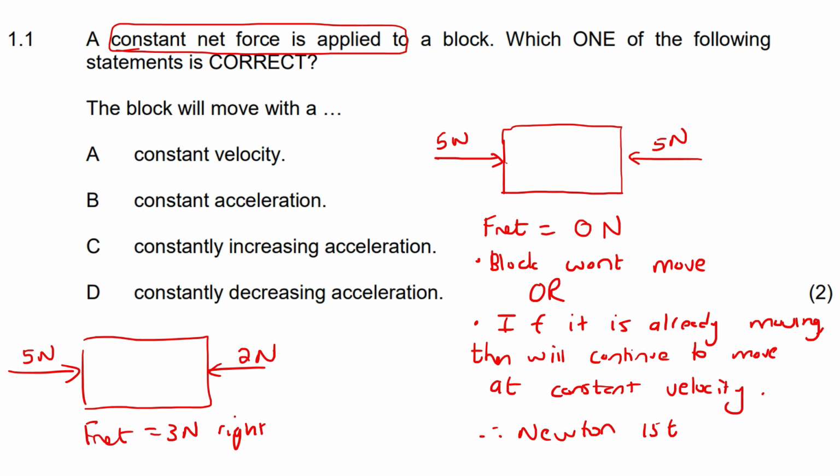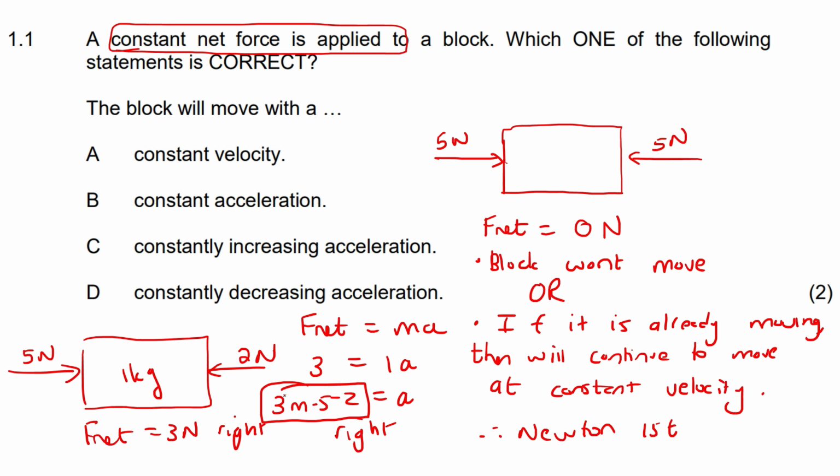And what we know is that if there is a net force, then the object will accelerate. Once it's accelerating, it will accelerate at a constant acceleration. Let's say for example, the mass of this object is 1 kilogram. Then to work out the acceleration, you would say the net force equals the mass times the acceleration, and the acceleration would be 3 meters per second squared to the right. So notice that the acceleration will remain a 3. Only if we change these values will the acceleration change.